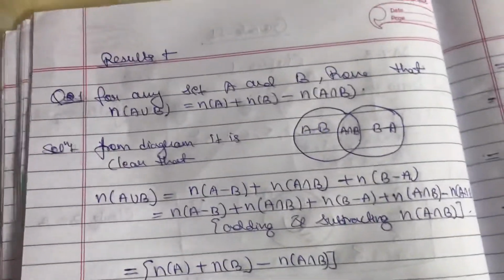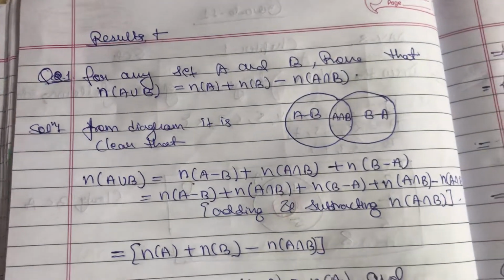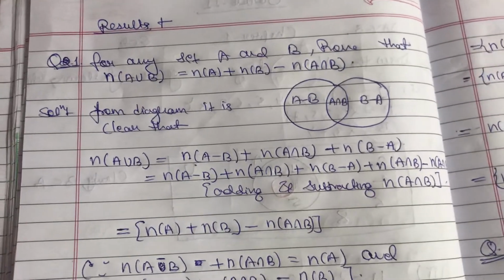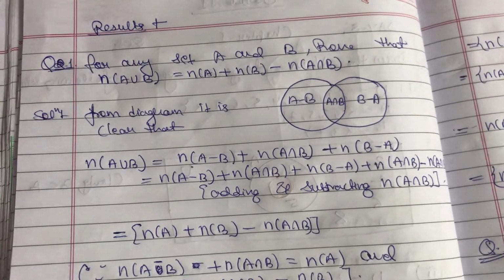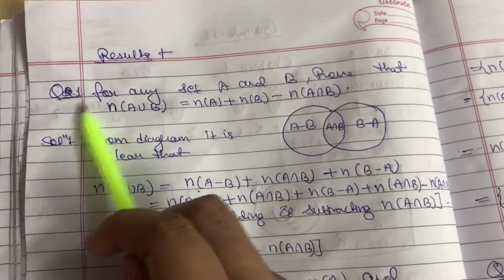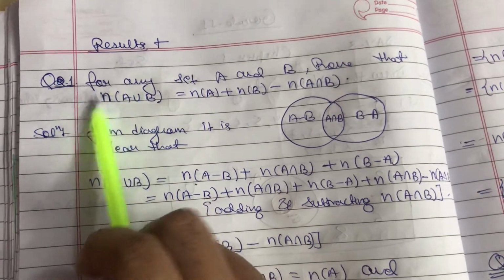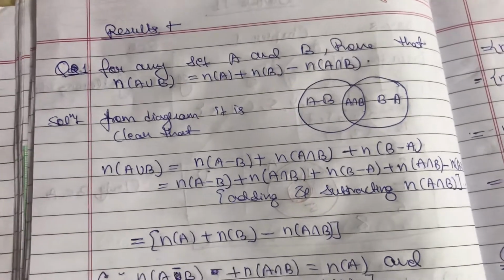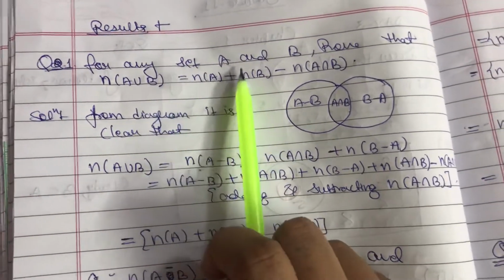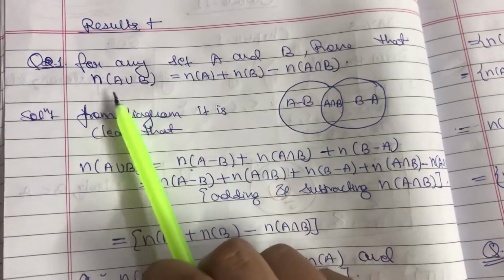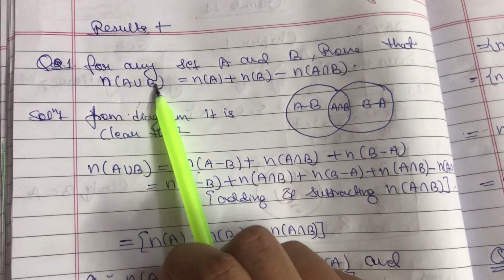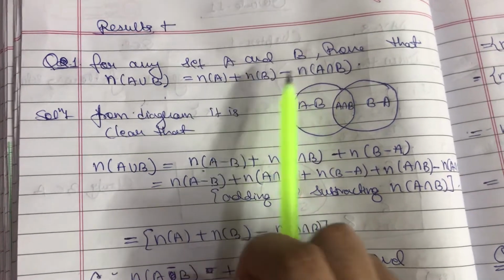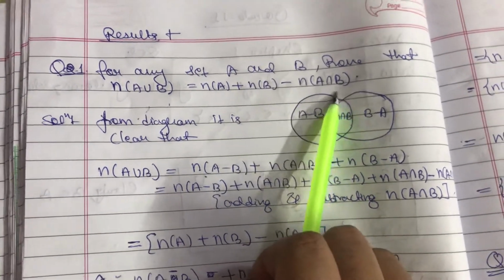Now let's solve a question based on that. There are a few results which we are going to discuss. The first one is for any set, this result we have discussed in the last video, right? In this video we are going to prove how we are getting this. For any sets A and B, prove that n of A union B, the number of elements in A union B, is equal to n(A) plus n(B) minus n(A intersection B). This I have to prove.